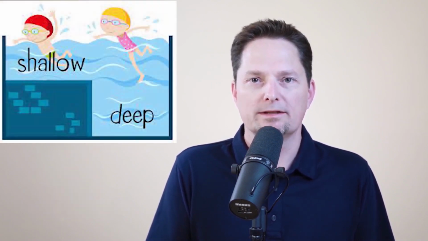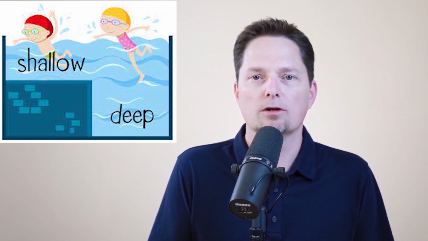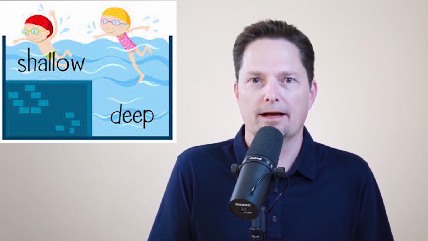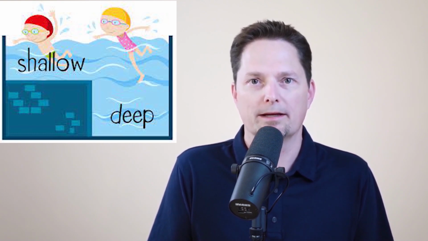Shallow. Shallow is an adjective. We see in the picture, the boy is swimming in the shallow water, and the girl is swimming in the deep water. So shallow is the opposite of deep. Also, if you talk about swimming pools, usually swimming pools have two ends. They have a shallow end and they have a deep end. So the boy needs to stay in the shallow end because he's small and he can't swim very well. But the girl, she can go swim in the deep end.